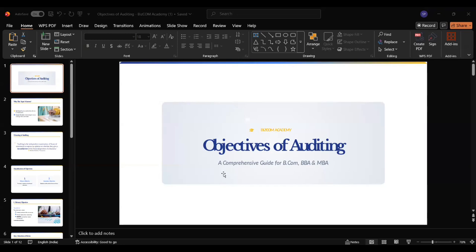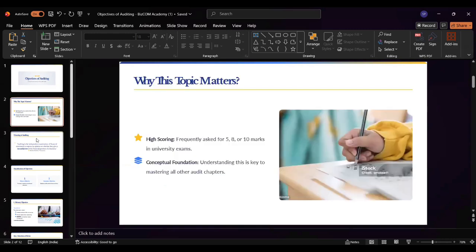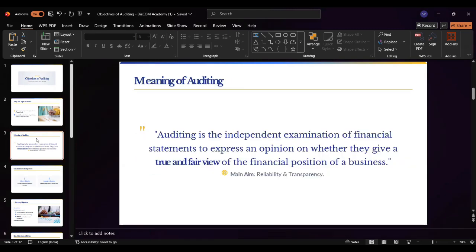Today we are going to talk about objectives of auditing. In the last class, I told you what is auditing and what is corporate social responsibility, and today we are going to talk about objectives of auditing. So let's see what objectives of auditing means. Now, this is a topic where you can score high marks, be it asked for 5 marks, 8 marks, or 10 marks. And it is a conceptual foundation. So let's see what it is.